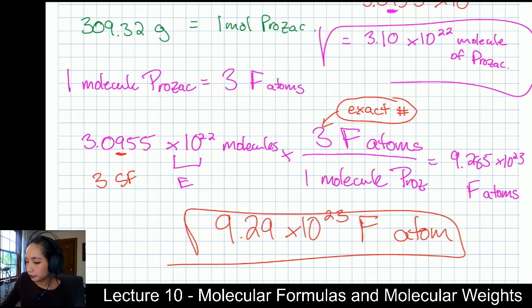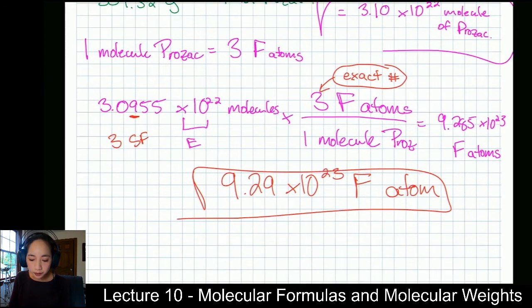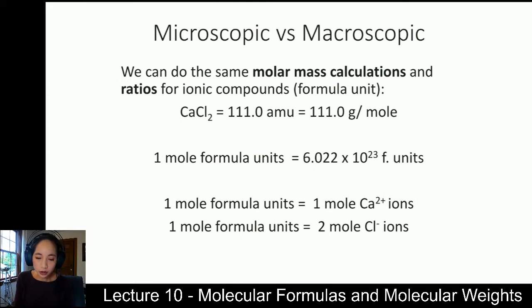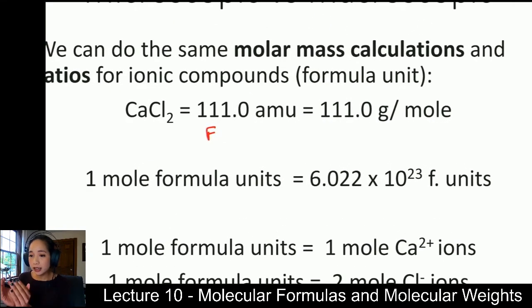So we've only talked about covalent molecules so far, but we can apply the same things to ionic compounds too. You can still calculate molar masses and formula weights of ionic compounds. Here's an example: calcium chloride. The ratios still mean the same thing, and you can still take those values off of the periodic table, where the formula weight for calcium chloride will be in AMU. This is calculating the weight of one formula unit of calcium chloride. So this is our formula weight, and that's in AMU.